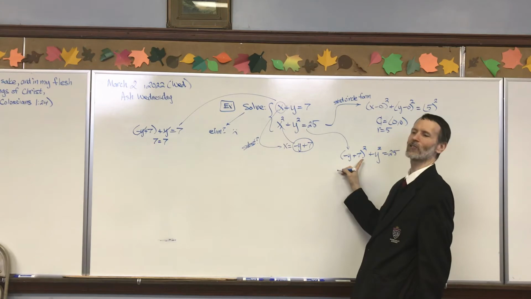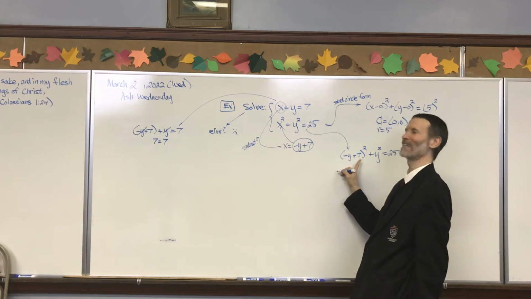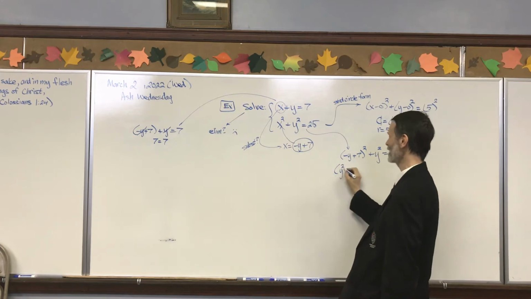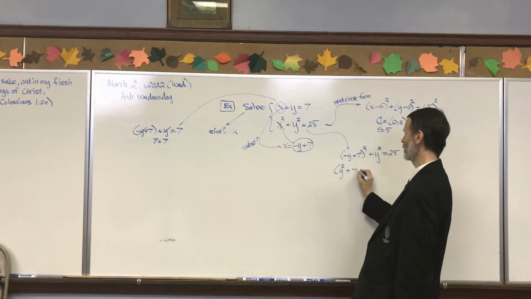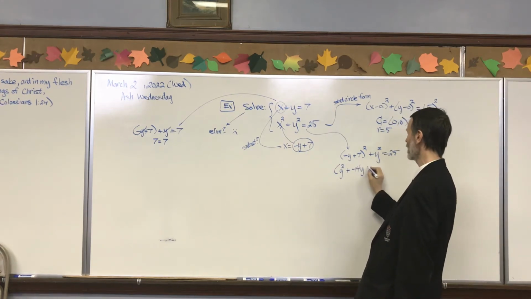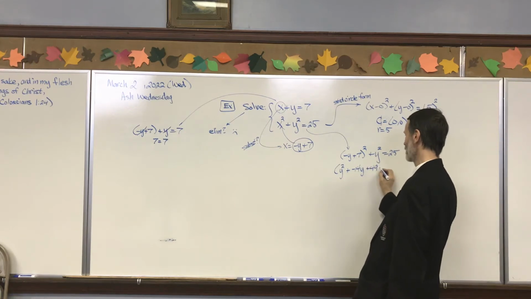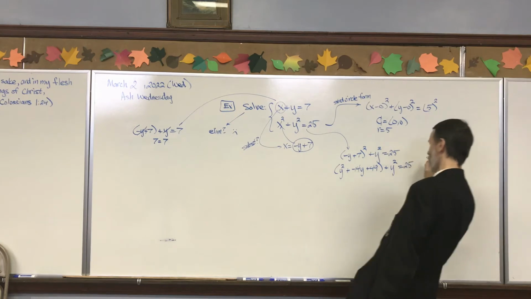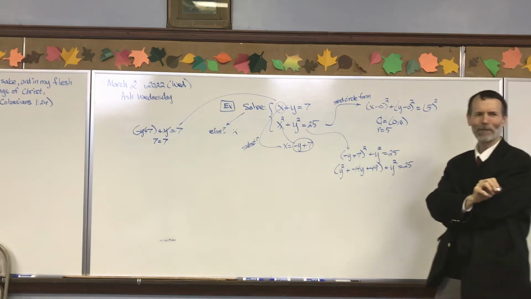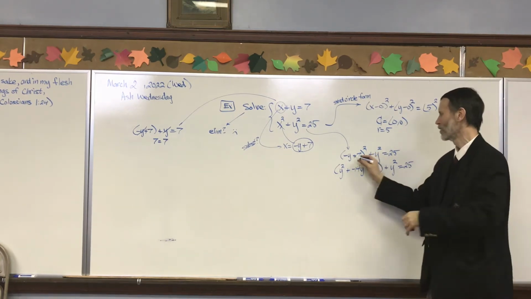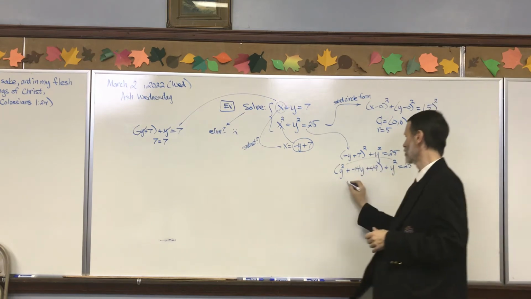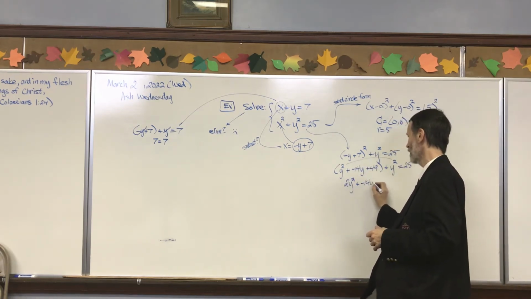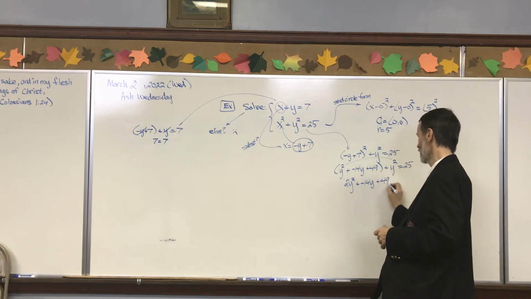Square the first, double the product, square the last. Do not just square the first and square the last. Square the first is positive y squared. Double the product is negative 14y. Square the last is 49. Then plus another y squared equals 25. There are some like terms I can combine. 2y squared plus negative 14y plus 49 equals 25.